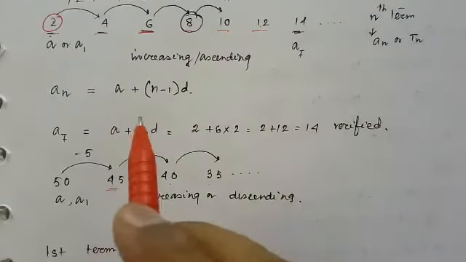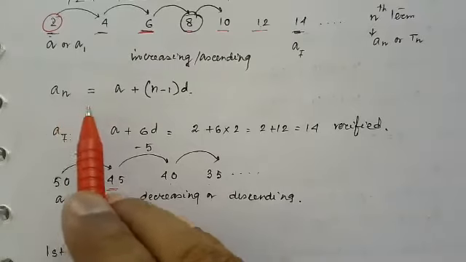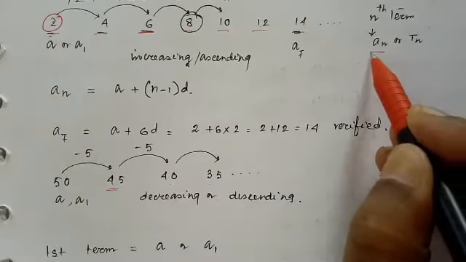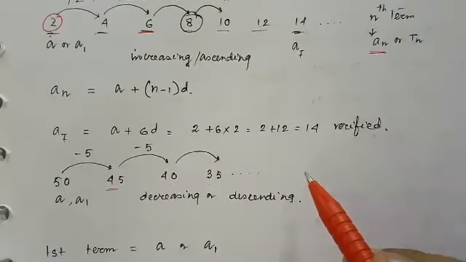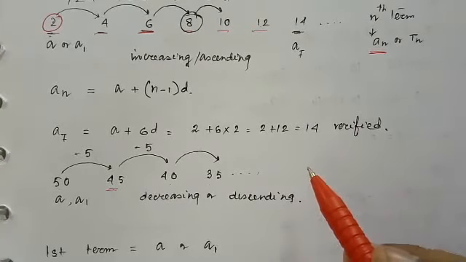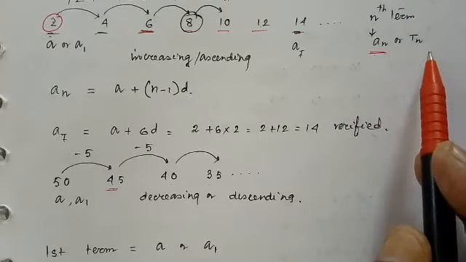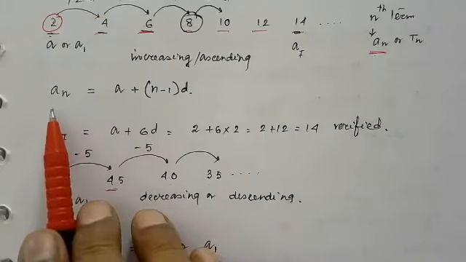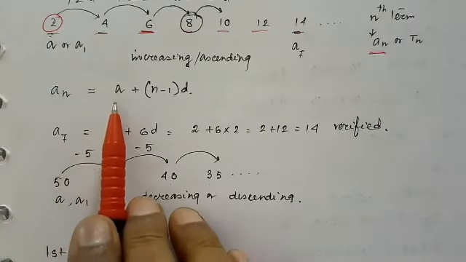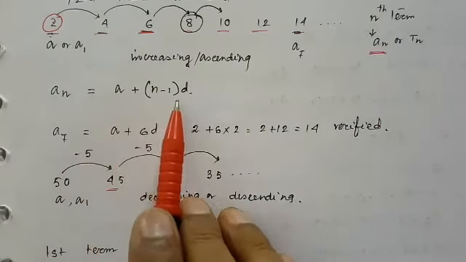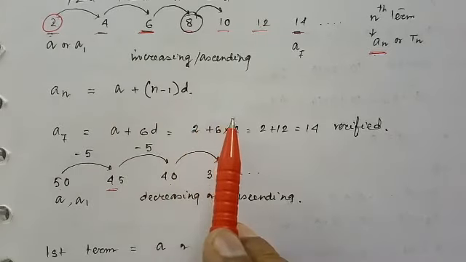So in general, if we are finding the nth term, it is denoted by an, or tn, capital T suffix n, or it is the last term L. So an, or tn, or L is equal to a plus n minus 1 into d.